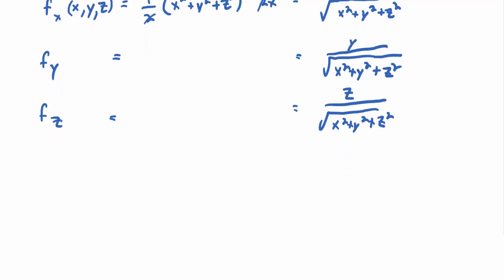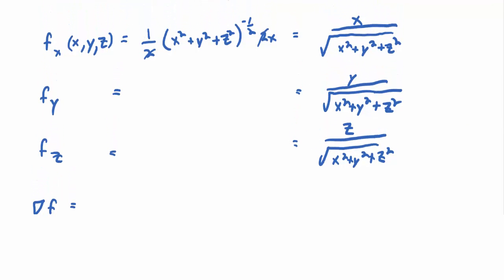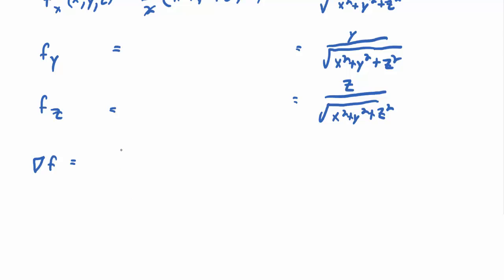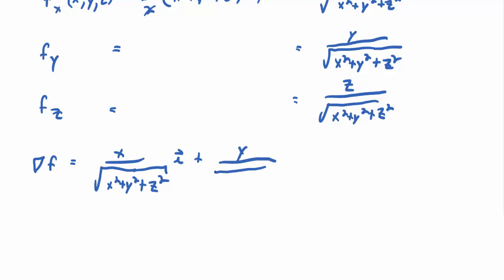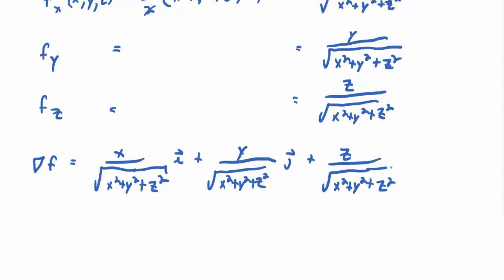So then your gradient vector field, del f, would be just, put i, j, and k in front of these partials and then add them together. So it would be x over the square root of x squared plus y squared plus z squared times i, plus y over the square root of x squared plus y squared plus z squared times j, plus z over the same square root times k.